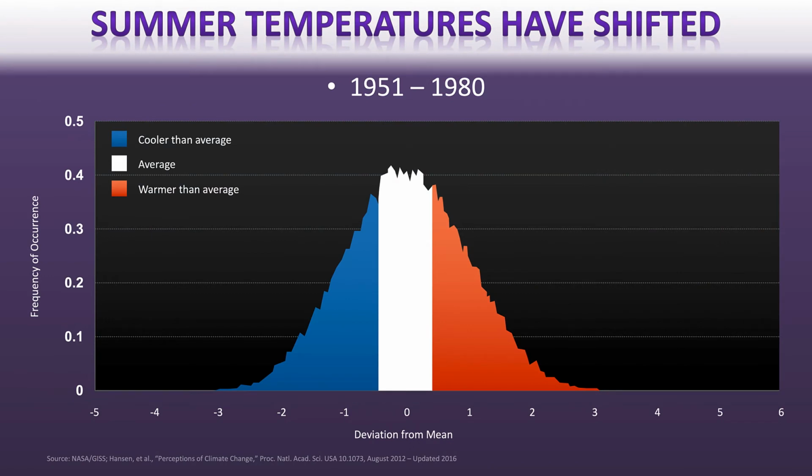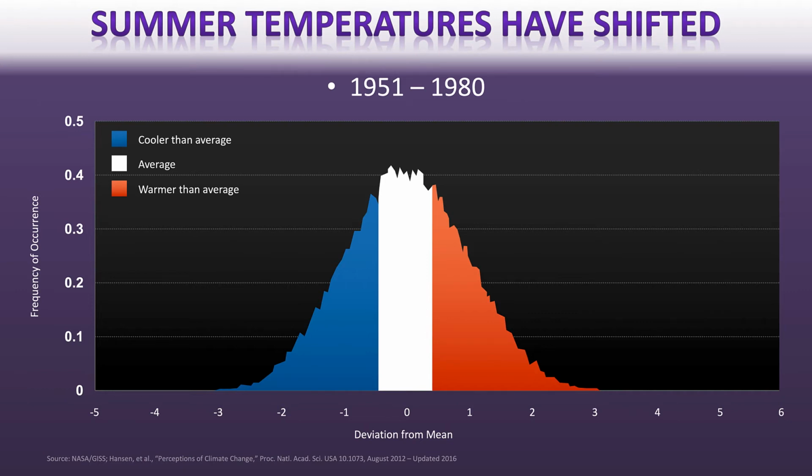Now, there's another element to this in addition to just general increases in temperature. This is that the summer temperatures, and these are charts of summer temperatures, have actually shifted. So this is a picture of the average bell curve of temperatures from 1951 to 1980. And you'll see that below the mean, the mean being 0, you have temperatures that are cooler than average, and then you see the data for years that are above average, warmer than average, marked in red.